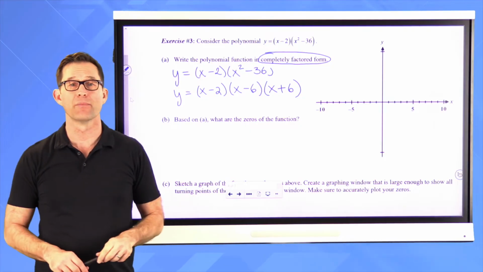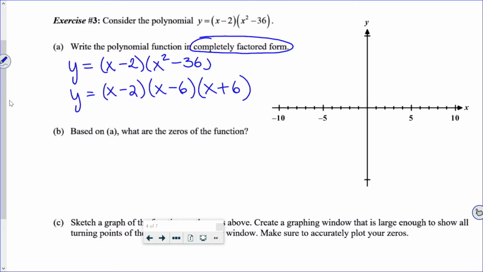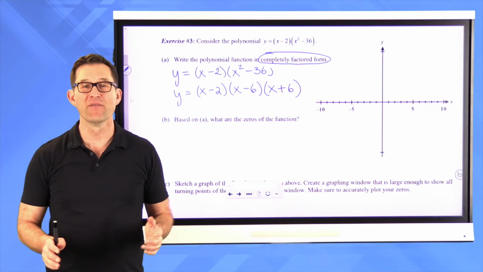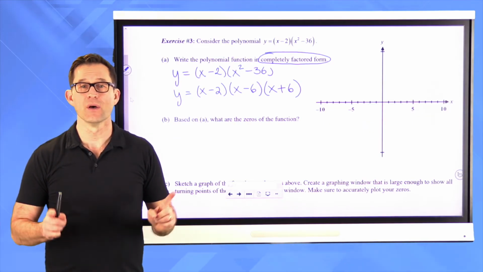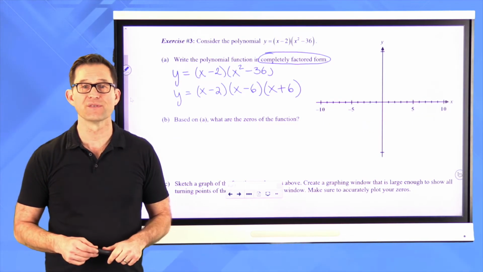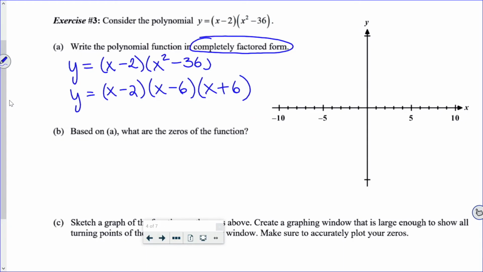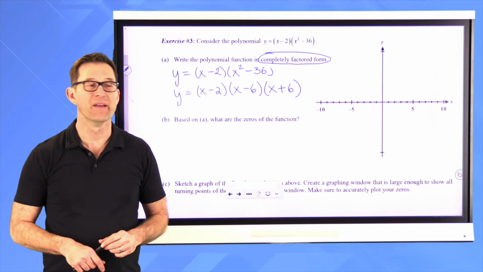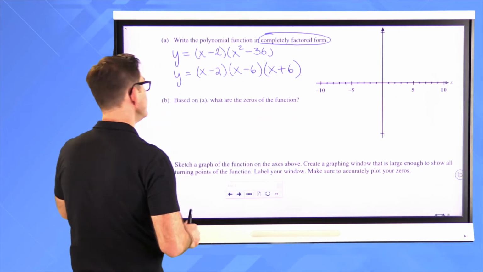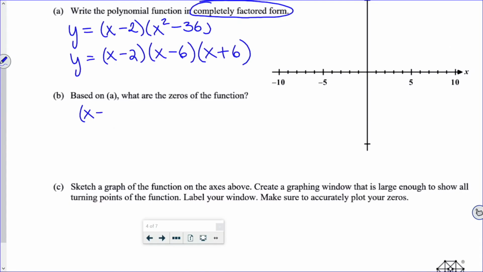Now let's take a look at letter B. Based on A, what are the zeros of the function? All right, this should be very easy given our first two exercises. Why don't you go ahead and figure out the zeros of this function? All right, it's probably at that point where you can basically do it by just looking, but let's make sure that we go through the logic, right?